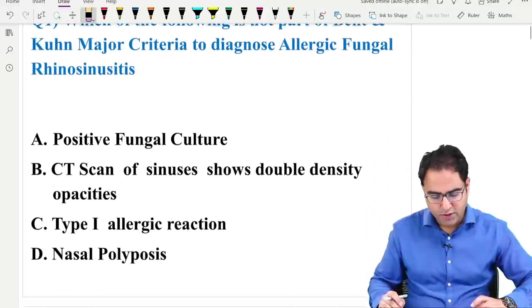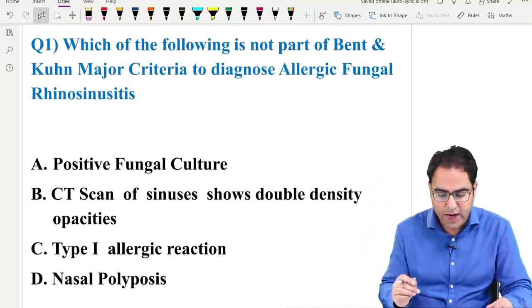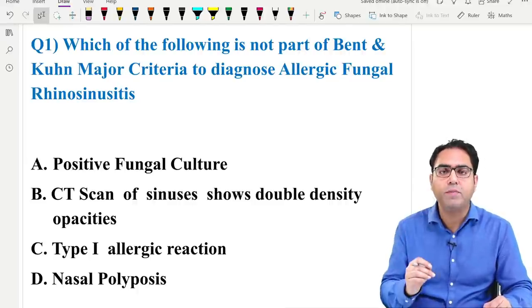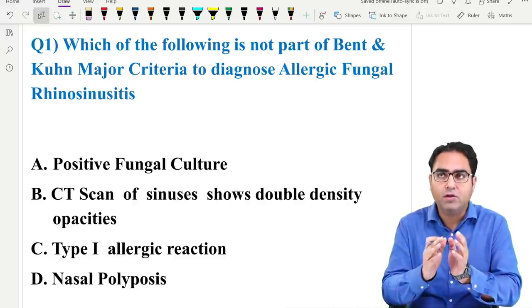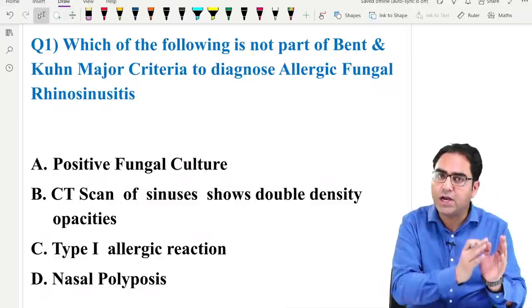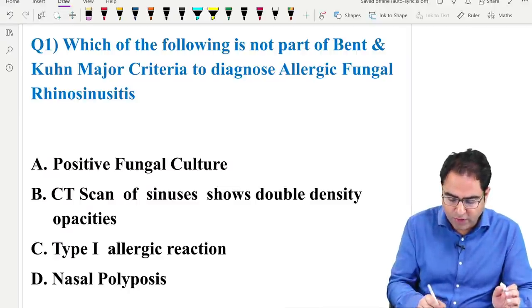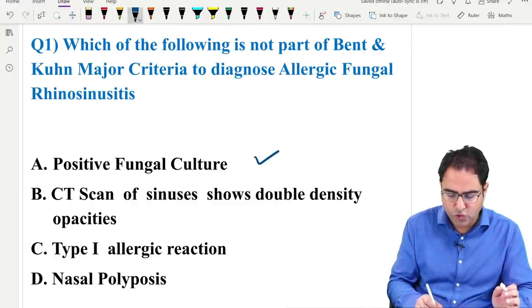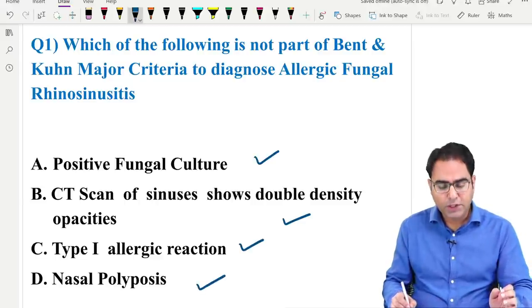Now the first question: which of the following is not part of Bent and Kuhn major criteria to diagnose allergic fungal rhinosinusitis? AFRS is a very important topic for the NEET PG and INI CET both. There are two types of criteria, major and minor. The choices are: positive fungal culture, CT scan shows double density shadows, type 1 allergic reaction, and nasal polyposis. Let me tell you the answer at the outset.